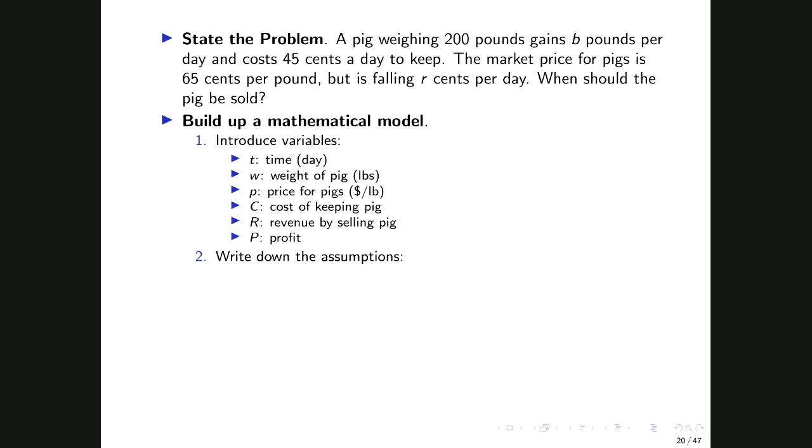Next, when we have the problem, we make many assumptions. So it's very important to identify the assumptions from the problem. We write down the assumptions using mathematical equations. The pig weighing 200 pounds gains b pounds per day. This is one assumption in the problem. Mathematically it means the weight W is equal to 200 plus the weight gain per day, b, times t.